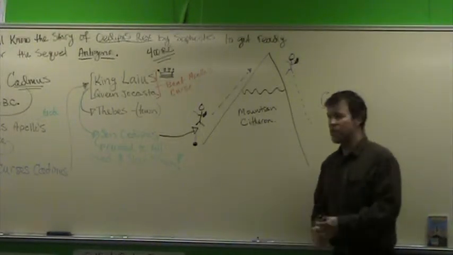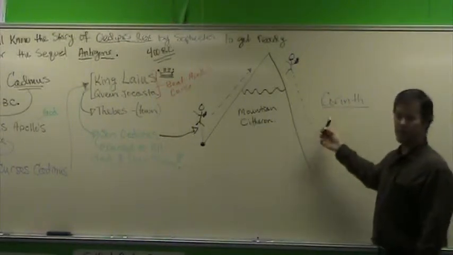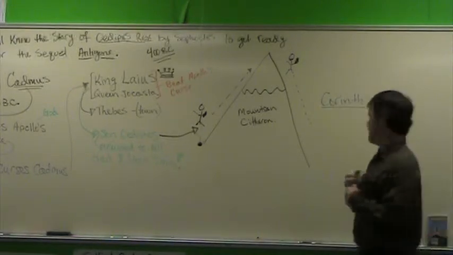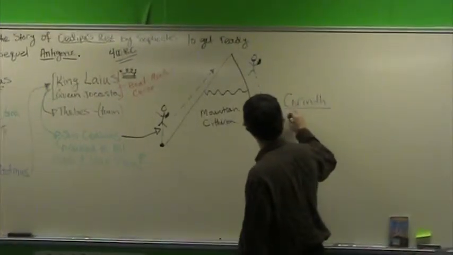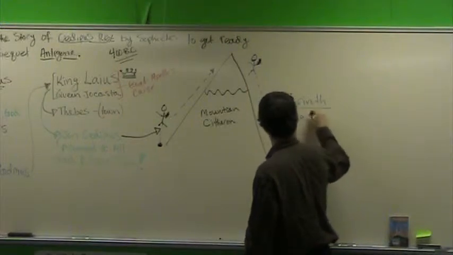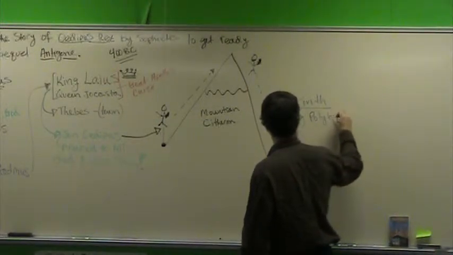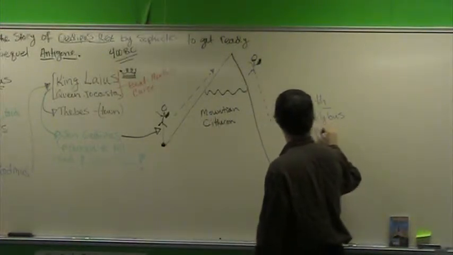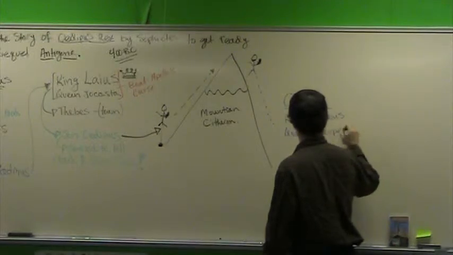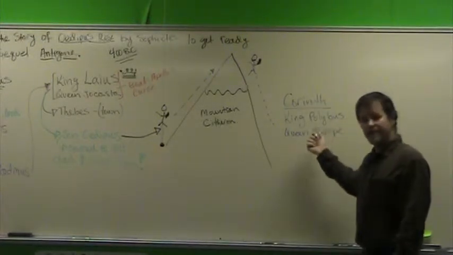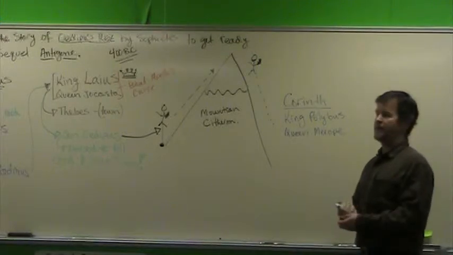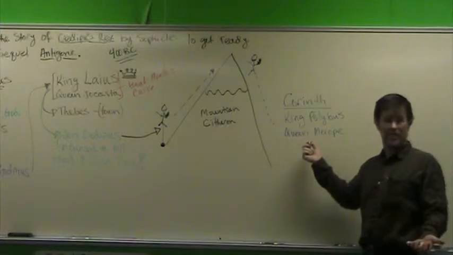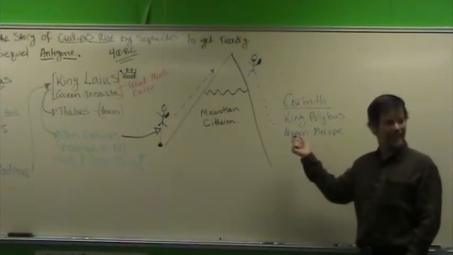So, when the second shepherd arrives in Corinth, he goes and talks to the king and queen of Corinth. Okay? His name is King Polybus. And his queen, Merope. Okay? And Polybus and Merope have not been able to have a child for a long time, which is a big deal if you're the king, right? Because who are you going to pass your kingdom on to? Well, you just can't.